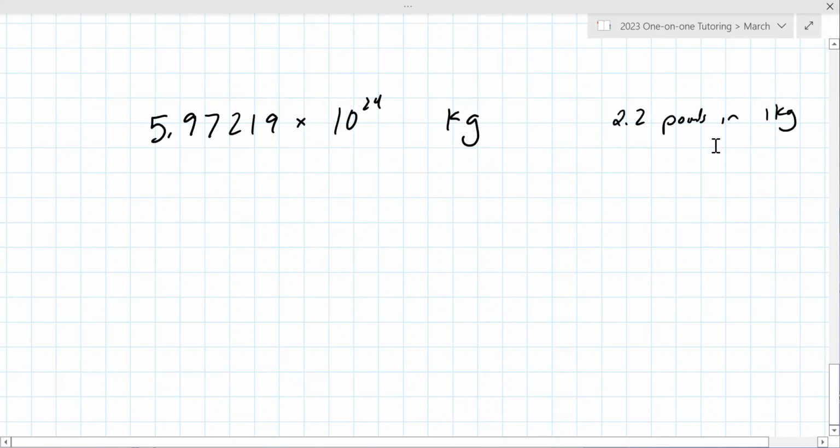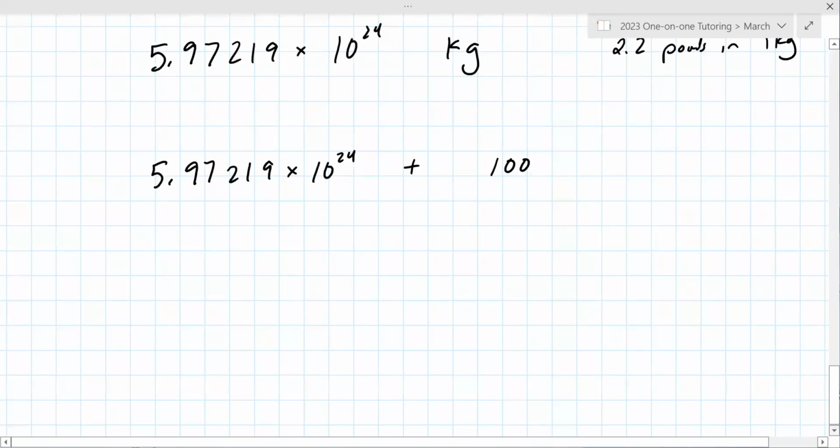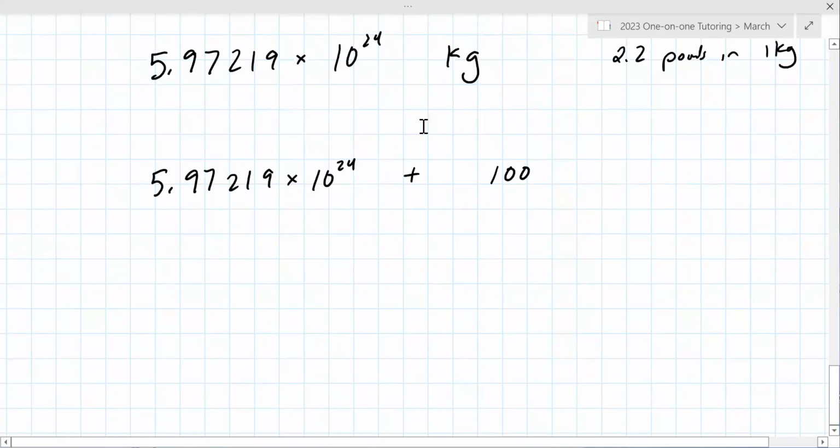Okay. All right. Now you might be wondering, why am I asking this? What is 5.97219 times 10 to the 24th plus 100? Oh, is that just 5.97219 times 10 to the 25th? Nope. Think about it. One of the problems we have here is that this is a deceptive question. Let me pose it differently. Do you know how many seconds are in a day? No. How would we figure that out?